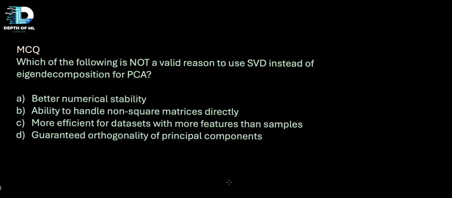Okay. So which of the following is not a valid reason to use SVD instead of eigenvalue decomposition for PCA? The options are: better numerical stability, ability to handle non-square matrices directly, more efficient for data sets with more features than samples, and guaranteed orthogonality of principal components. Which of the following is not a valid reason for choosing SVD over EVD?